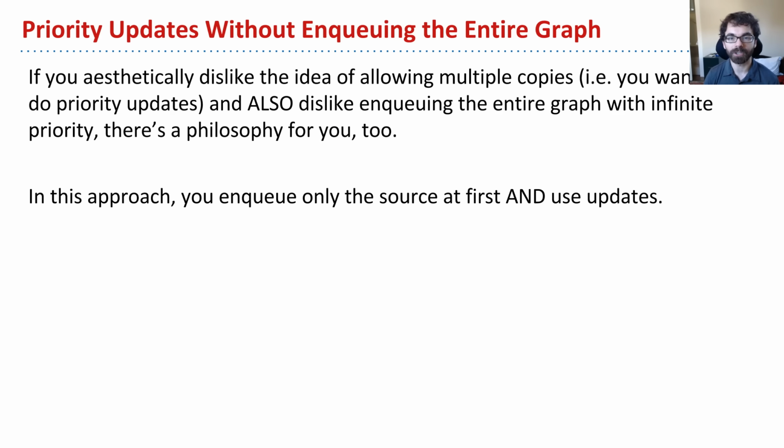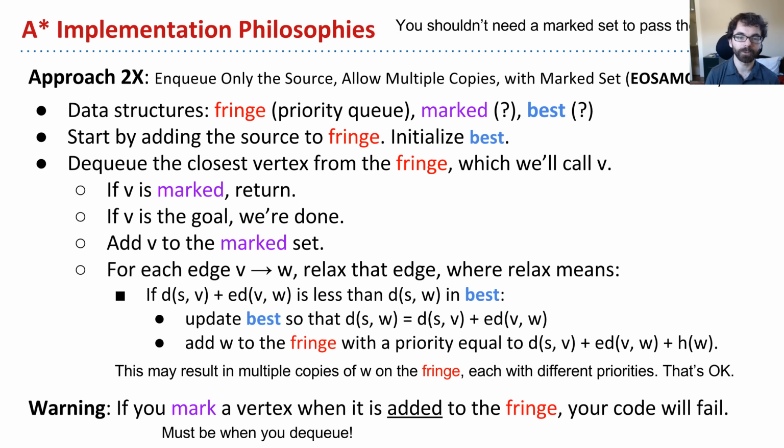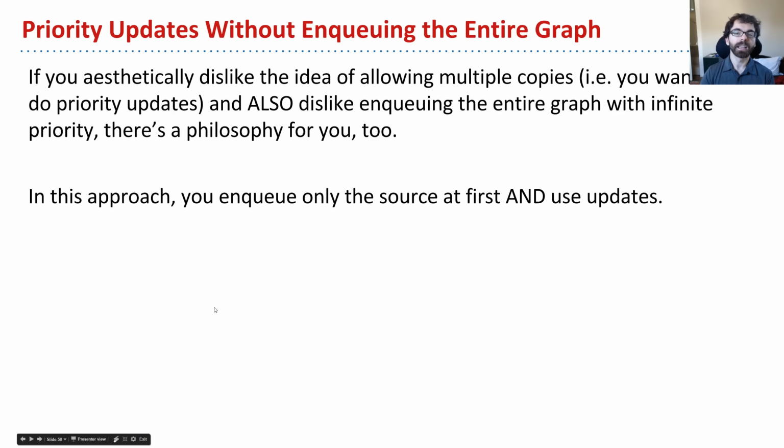Now, I should mention that there is an approach 3 for those of you who don't like the idea of having multiple copies of w on the fringe. And in that case, you could try approach 3. But I think on a practical basis, it's not going to make your code that much faster, but you could try it out if you want. That'll be in the next video.